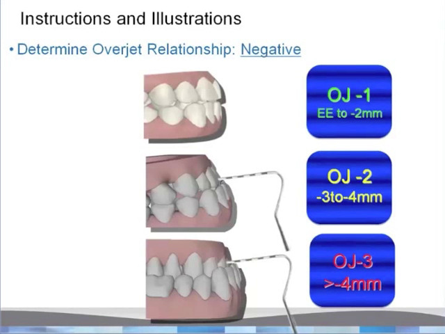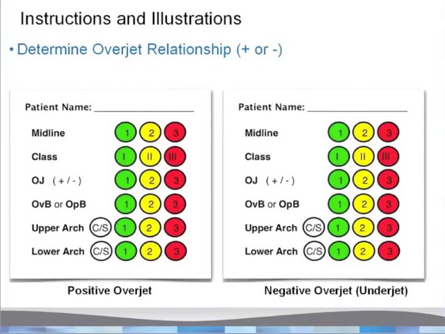And then if we look at negative overjet or underjet, if you will, if the anterior teeth are edge to edge or the upper anteriors are behind the lower anteriors by up to 2 millimeters, then that would be a negative overjet of 1 on our form. And I'll show you how this works on the form in just a moment. If the overjet is more significant, of up to 3 to 4 millimeters of negative overjet, then it would have a negative overjet of 2, and again, above 4 millimeters, a negative overjet of 3. Now, I know that's a lot of numbers and a lot of different measurements, but if we use the form, it all becomes quite simple.